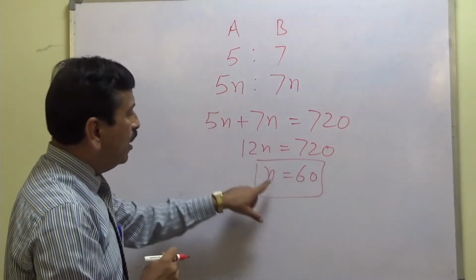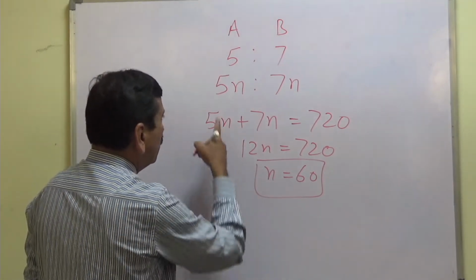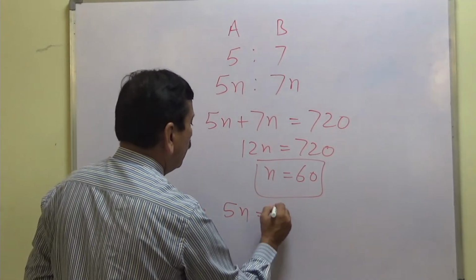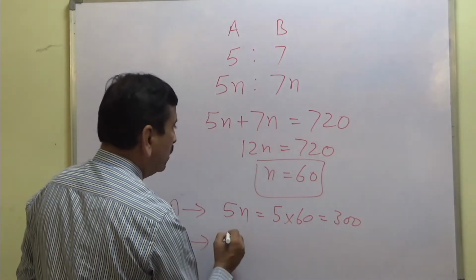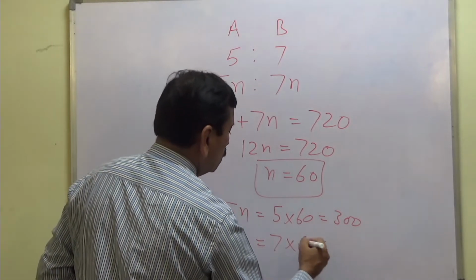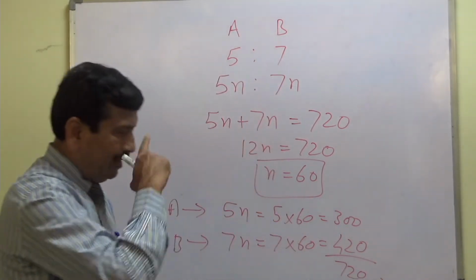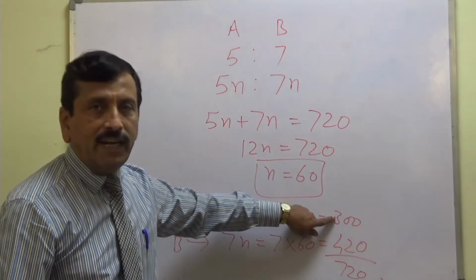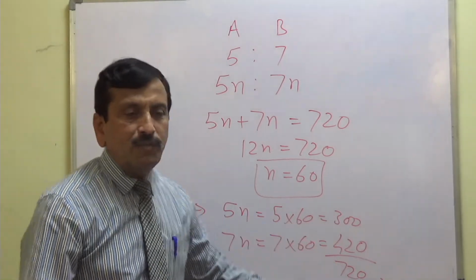Now substituting this value of n is equal to 60 over here, A will get 5n, means 5 into 60, means 300. B will get 7n, means 7 into 60 is equal to 420, and total is 720. Thus 720 rupees are distributed between A and B so that A will get 300, B will get 420 and their ratio is 5:7. Thus we are able to divide it.